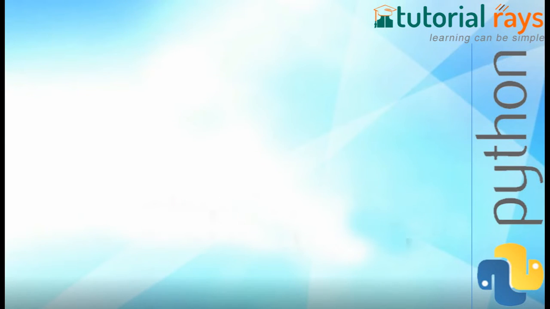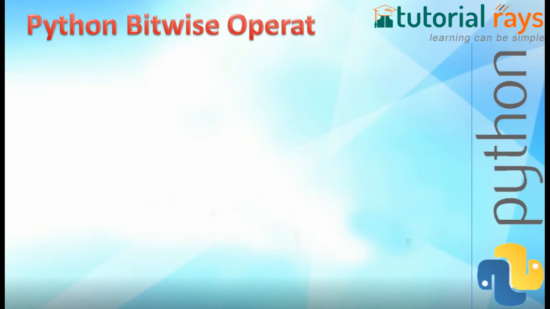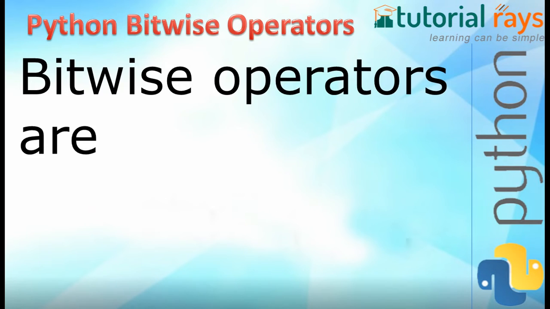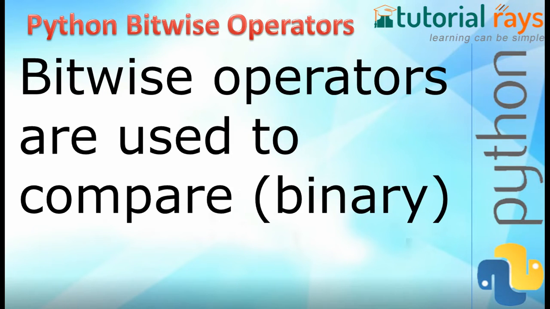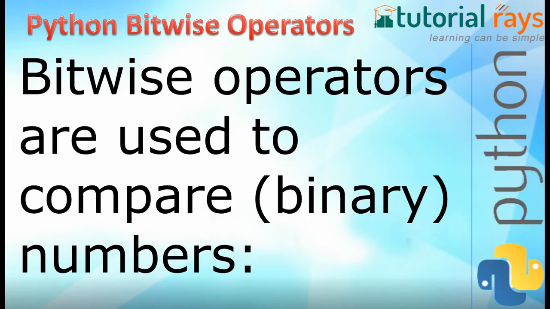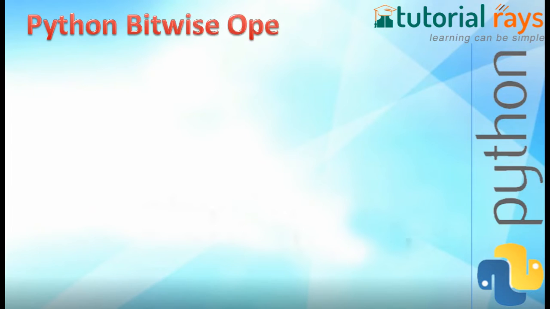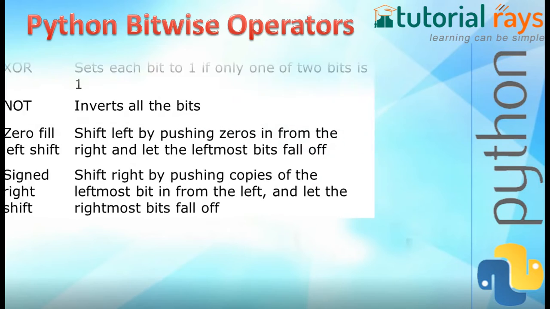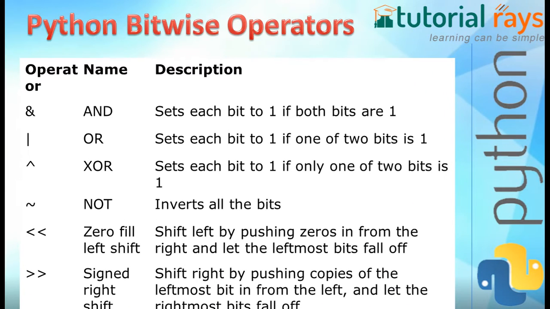Hi guys, welcome to Python tutorial, and in this video you are going to learn Python bitwise operators. So bitwise operators are used to compare binary numbers. These are some of the important bitwise operators. The first ones are AND, OR, XOR, NOT, left shift and right shift.